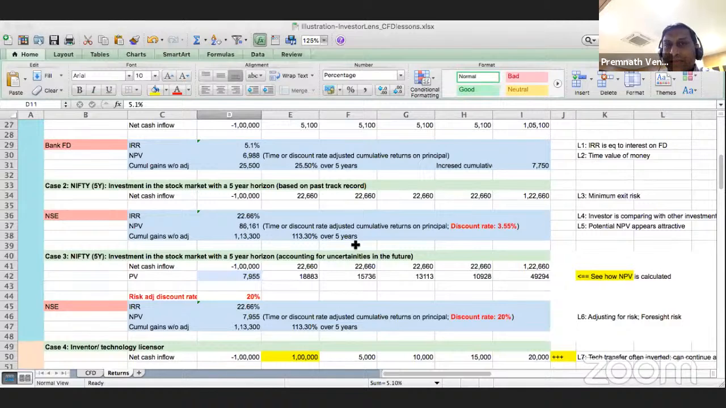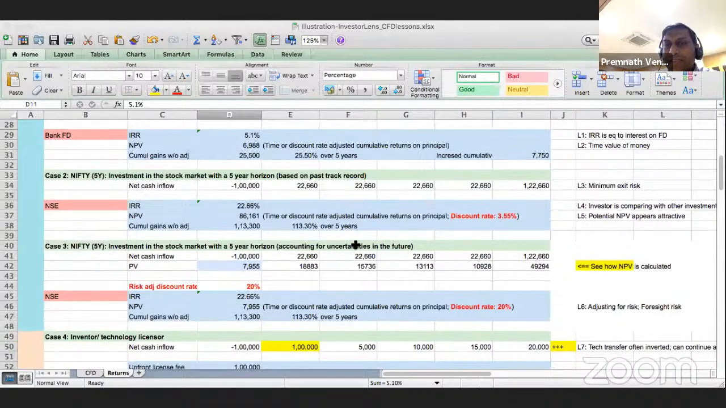Now let's take a little bit. So what we will do now is account for a little bit of uncertainty here. Okay. So we say, oh, stock market, you can't say that whatever you earned in the last 5 years, you're going to earn in the next 5 years. Nobody expected COVID to come, right? And COVID could have caused a drop as well. So if it is so, then how do you account for risk? So here, to account for risk, I'm just going to say that the risk adjusted discount rate is 20% and not 3.55%. Okay.